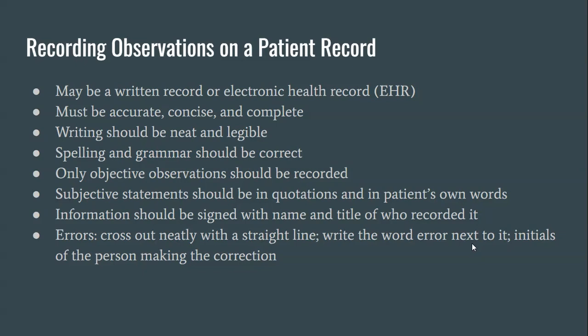Typically, we're only going to record our objective observations, so those signs that we can see or feel. Now, when you're doing your initial evaluation and your patient's telling you what happened or how they got that way, then yes, you're going to put some of that subjective stuff. Again, in quotations, in the patient's words. After you've documented it, you want to make sure you've signed your name on it. Sometimes this just means that you put your password in the electronic health record, and that's your electronic signature.